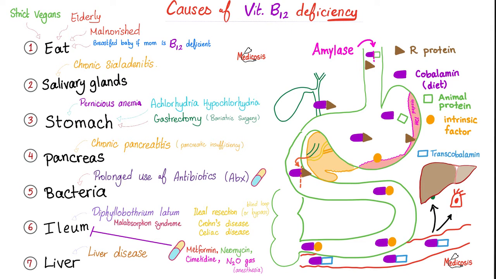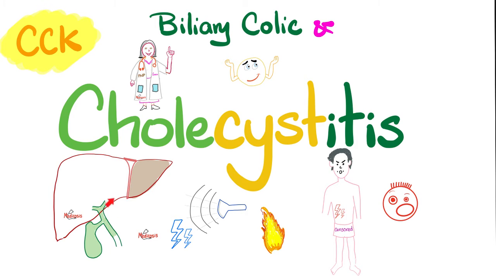Here is vitamin B12 absorbed at the terminal ileum thanks to the intrinsic factor, which is released by the parietal cells of the stomach. Anytime you have biliary colic and right upper quadrant pain, blame cholecystokinin for contracting your gallbladder too much. What is cholecystitis? Cholecystitis, inflammation of the cholecyst, which is the gallbladder, because there is a stone obstructing my cystic duct.